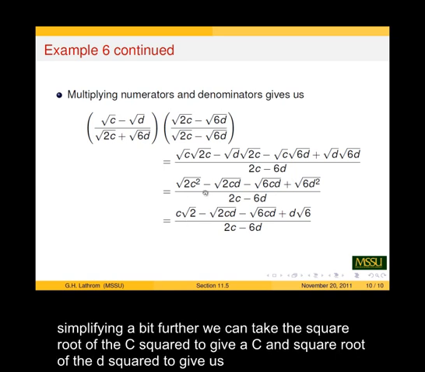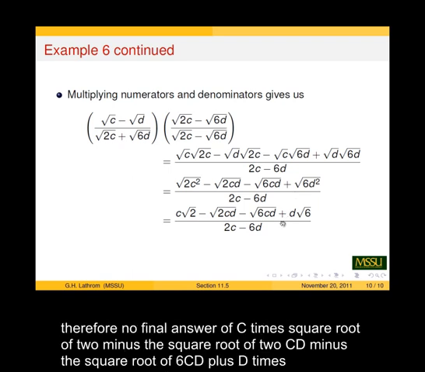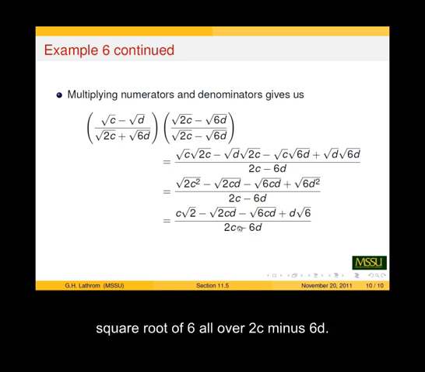Simplifying this a bit further, we can take the square root of the c squared to give us c and the square root of the d squared to give us d. Therefore, we have a final answer of c times the square root of 2 minus the square root of 2cd minus the square root of 6cd plus d times the square root of 6. All of this over a final 2c minus 6d.